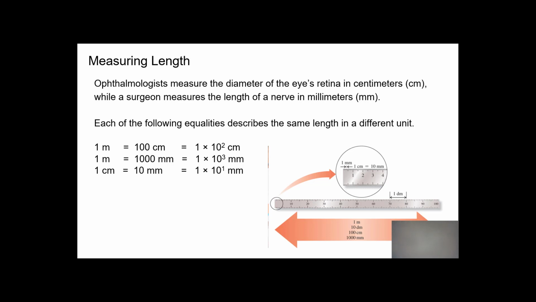1 meter is 100 centimeters. So if you look at this, if you hold a meter stick, it has these increments. This means 100 centimeters. But because there's smaller increments in between the centimeters, it also means it's 1,000 millimeters.